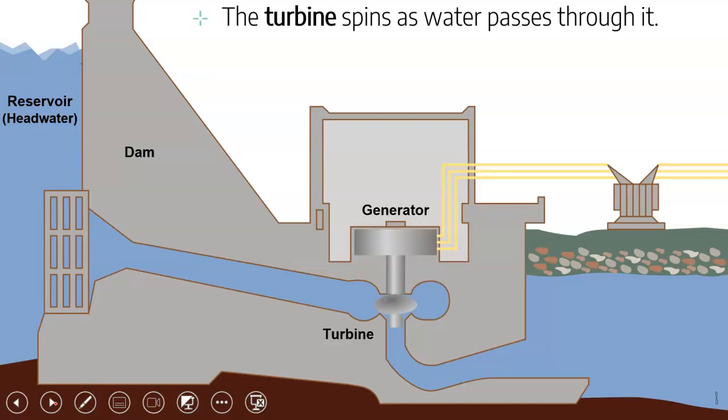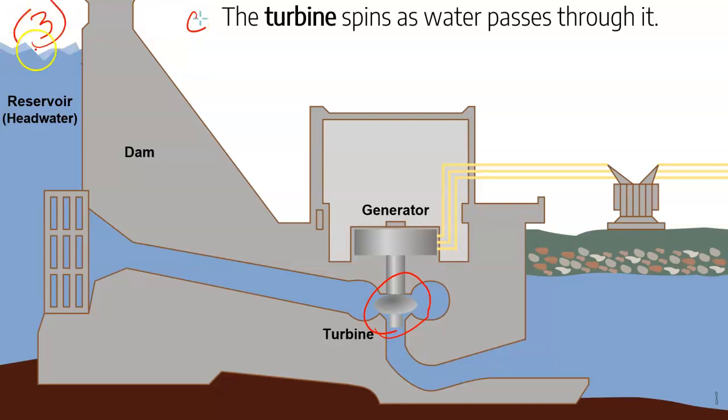The turbine is this area right here. This is for letter C, for number 3. It spins as water passes through it. So the water right here comes through down this little chute, and there's this wheel that spins sideways right there, and it spins the turbine as the water passes through it.